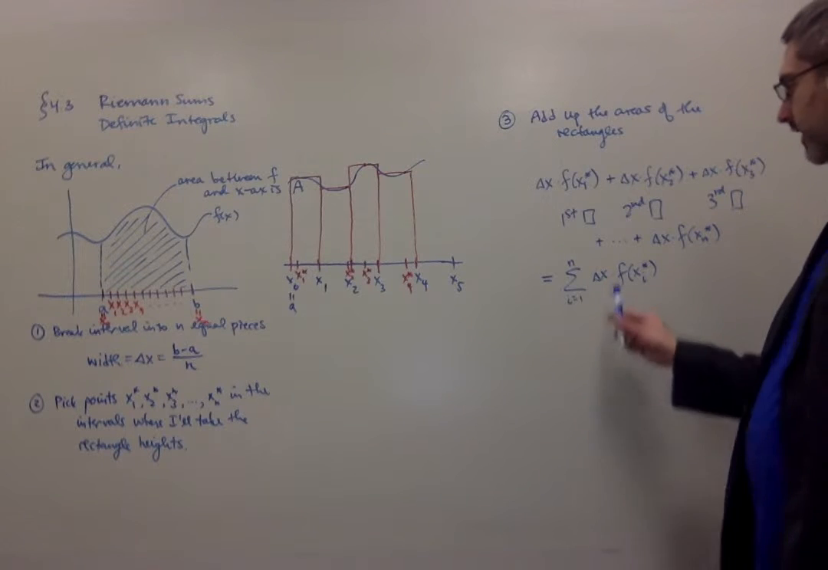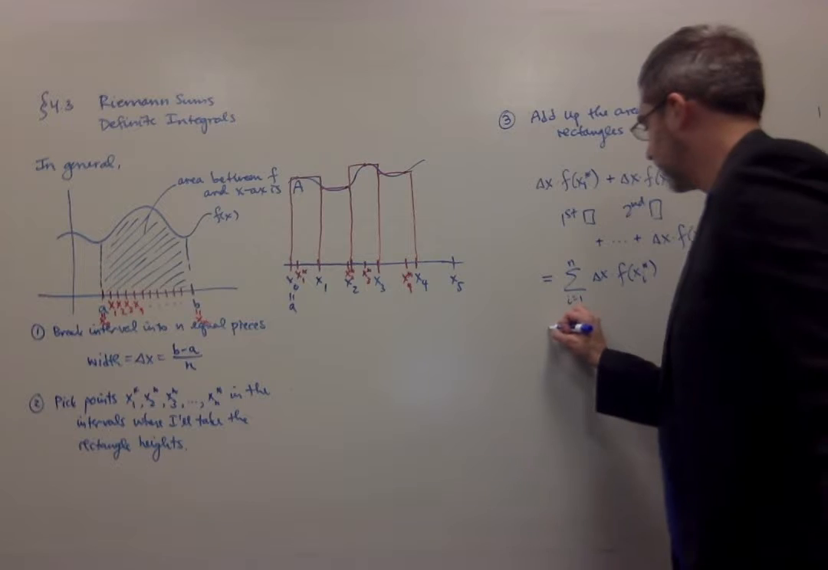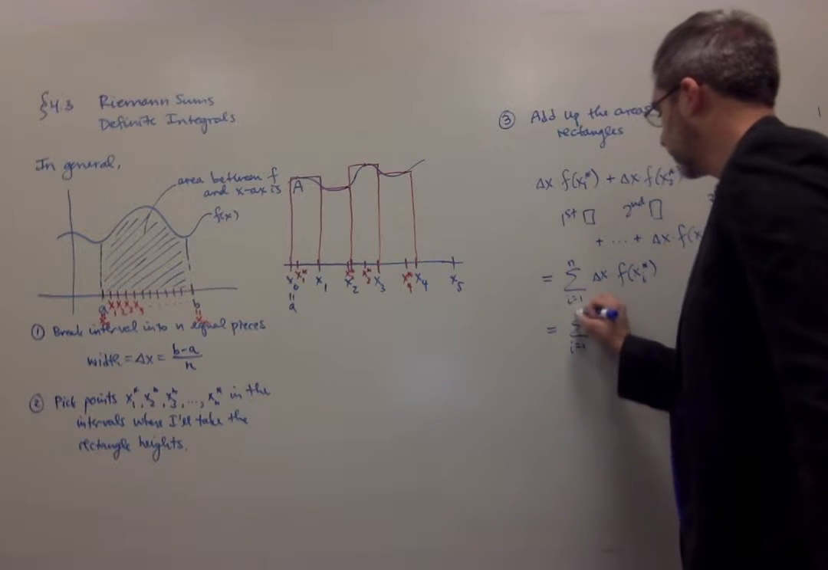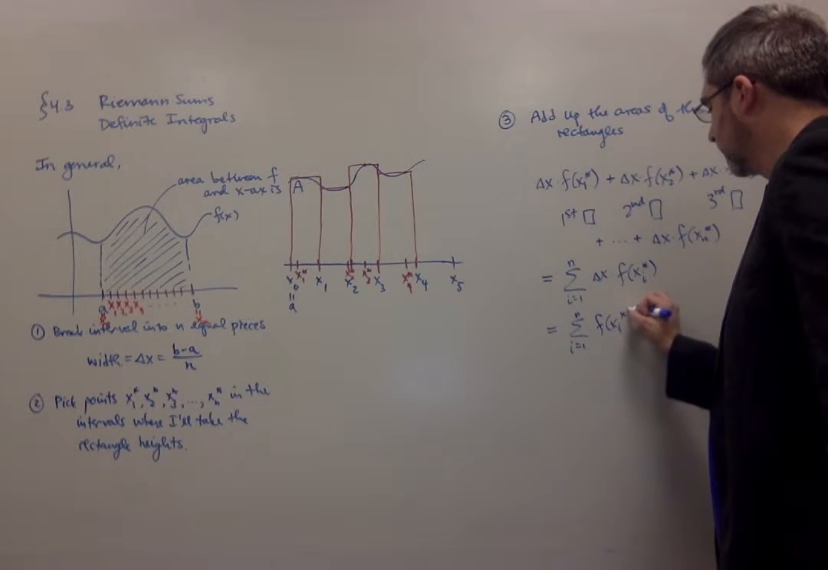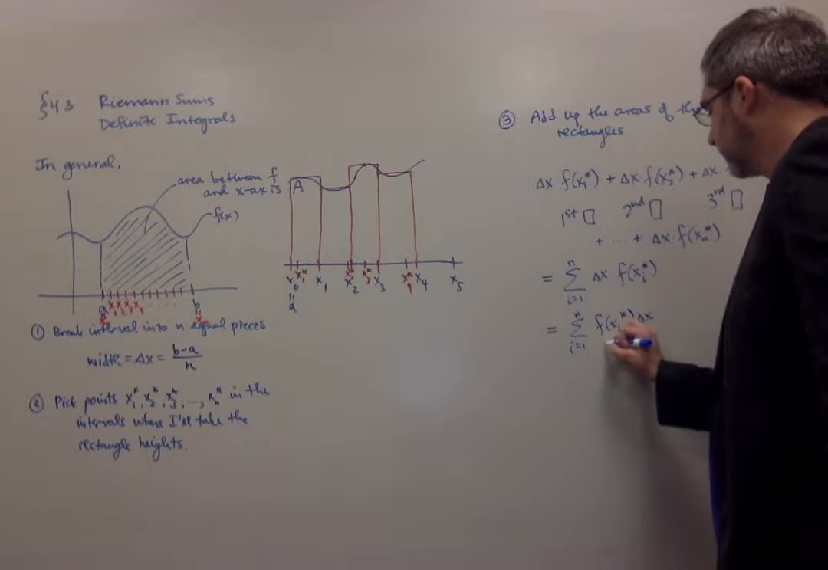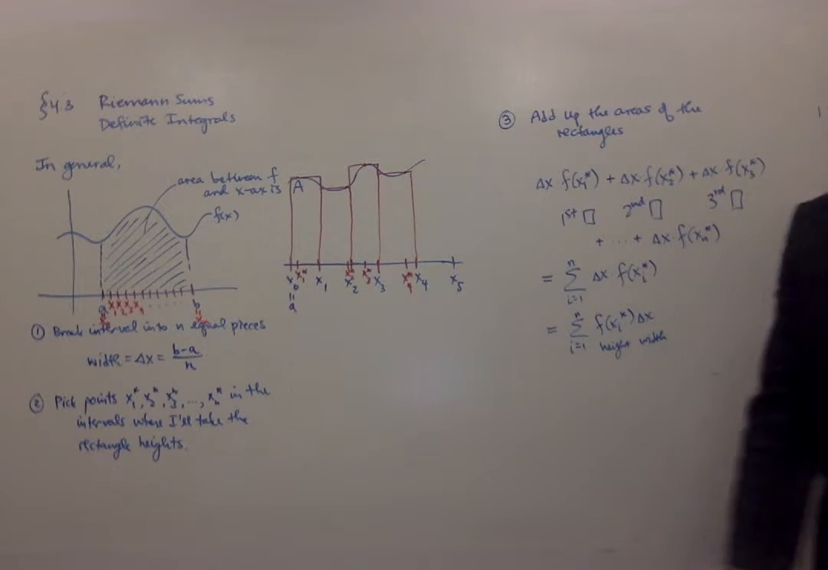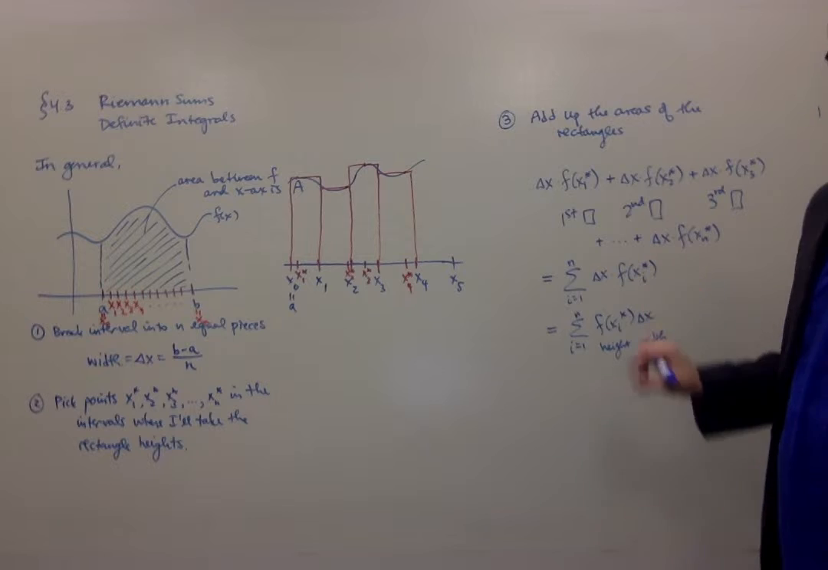Okay, so every rectangle I've got a width and a height. Now, for reasons that you're going to see in a minute, I'm actually just going to switch the order of these, the width and the height. So I've got height times width. This is my height, and this is my width. Okay? So this is my sum of the areas of rectangles.